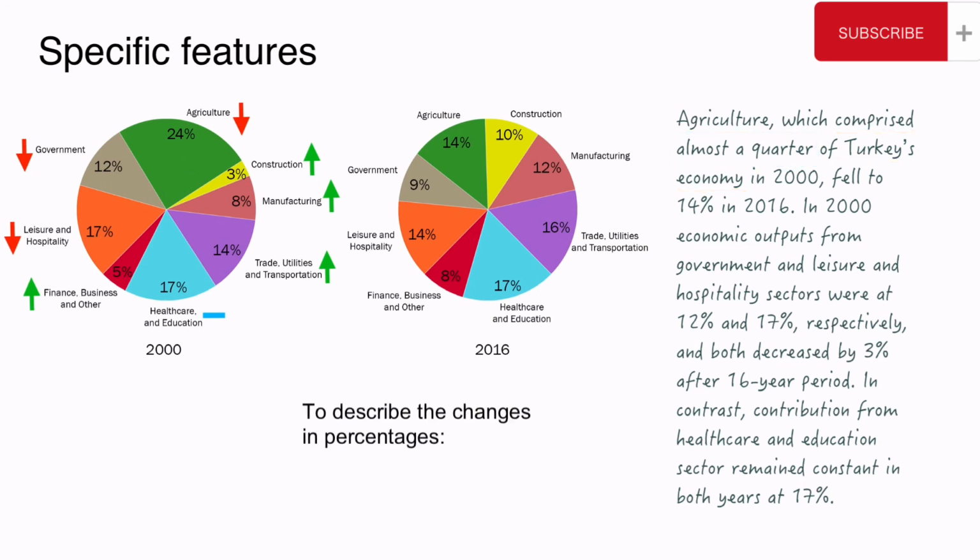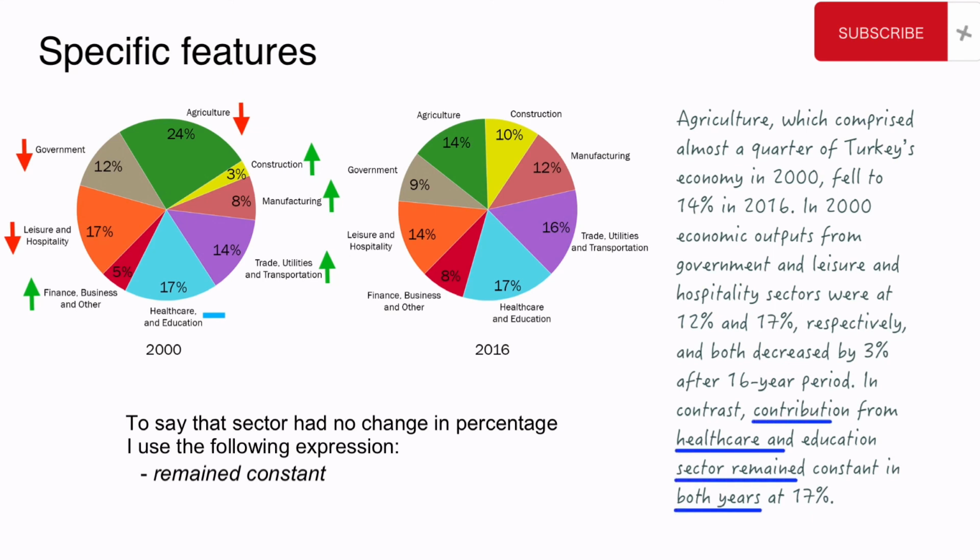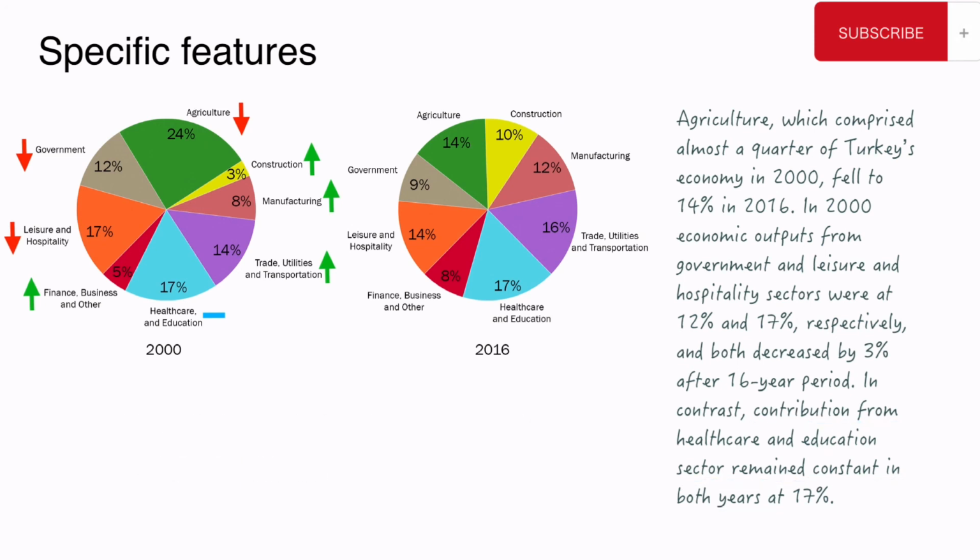And to describe the changes in percentages, I use several nice phrases, such as fell to 14% and decreased by 3%. To say that sector had no change in percentage, I use the following expression, remained constant. Contribution from healthcare and education sector remained constant in both years at 17%. Also, I use an expression in contrast, to contrast sectors that had a decrease and sector that had no change. Well done!